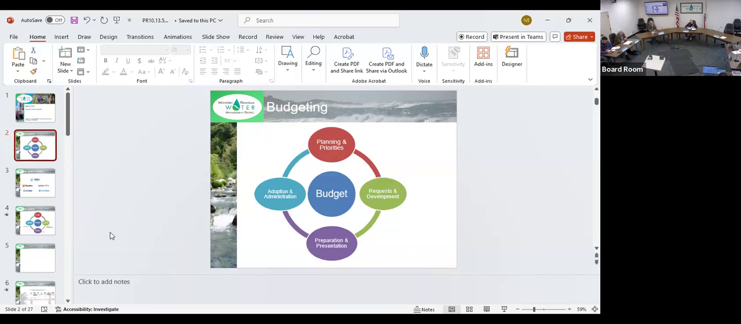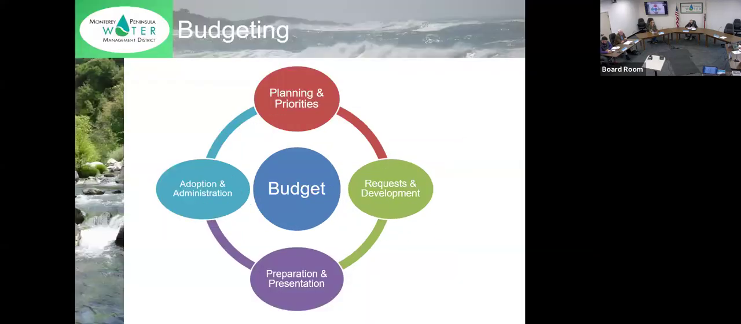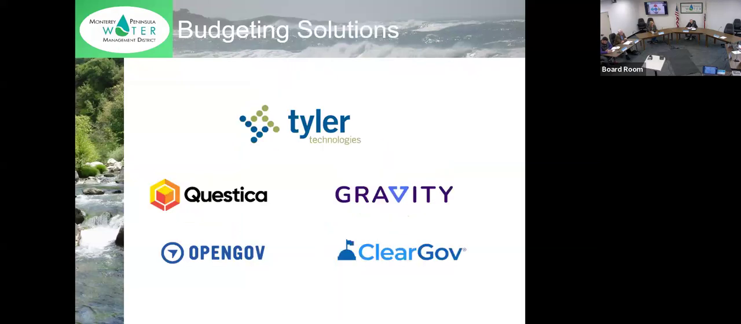So we looked at steps 2 and 3 of this process. See if I can increase the size. There you go. Yeah, that's better. So we looked at solutions for steps 2 and 3 of the process, and we wanted to streamline our budget development and budget presentation, the way we do it in-house. And we reached out to all these vendors that you see here: Quotistica, OpenGov, Gravity, ClearGov, and Tyler. And most of these solutions have something both for development and presentation. These solutions are in the range of $50,000 to $200,000.